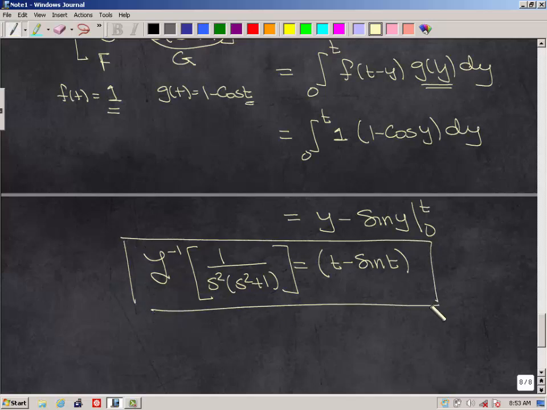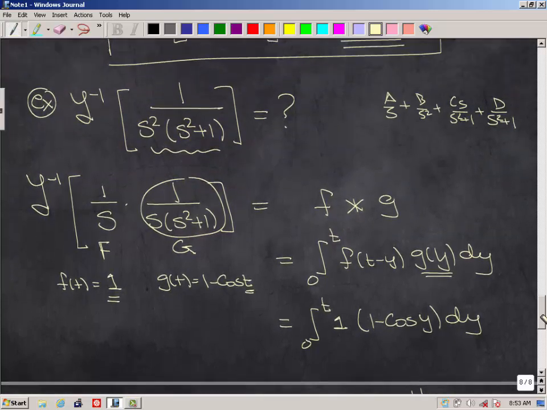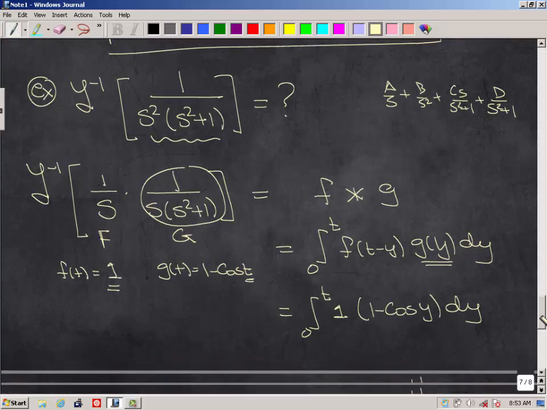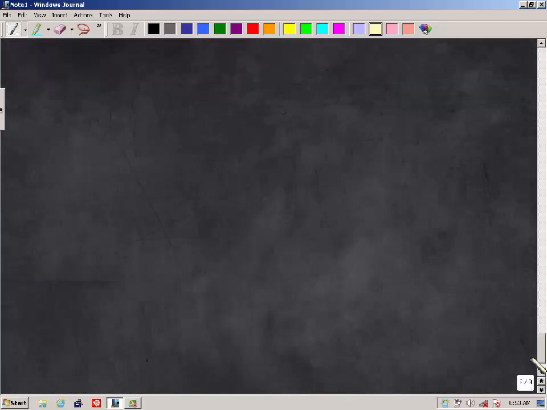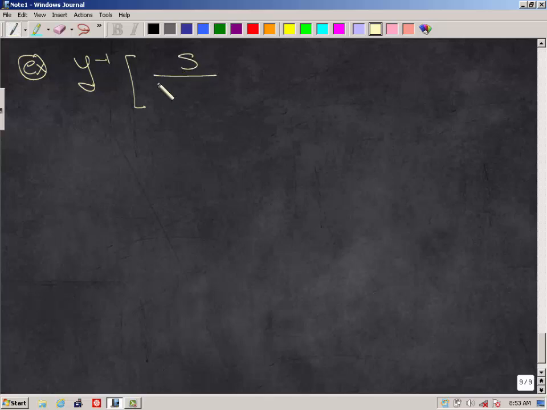And you can see we were able to find that very quickly and easily without a lot of work. So these are some really good ways to find inverses without having to do partial fraction decomposition. I'll do one more example where you might go, wait a minute, partial fraction decomposition would have been a lot better. So let me do that just for completeness. Convolution is not always nice and easy to use.